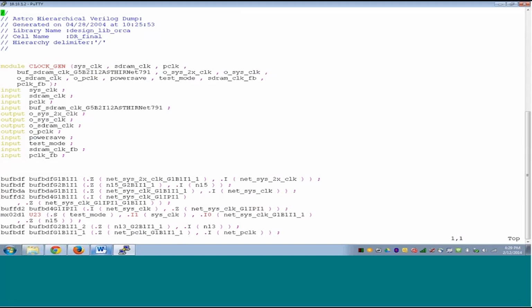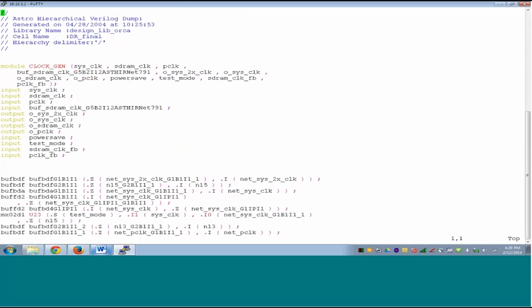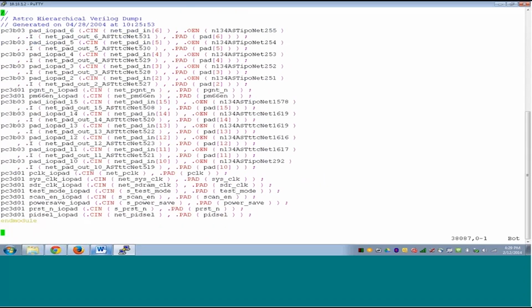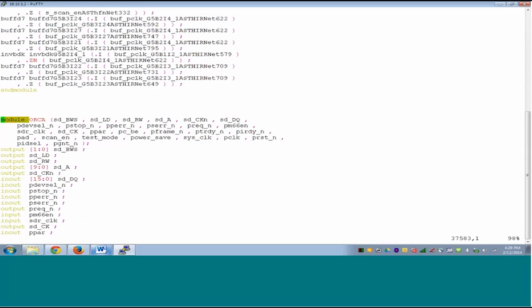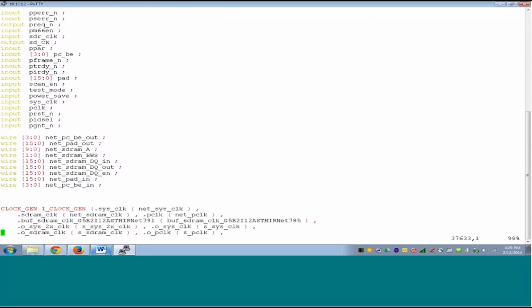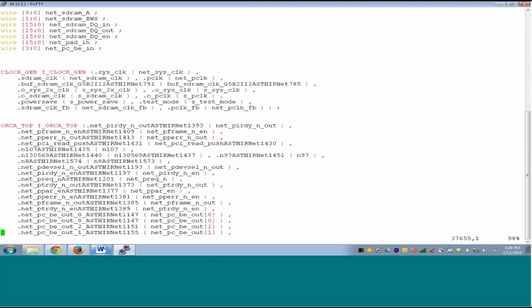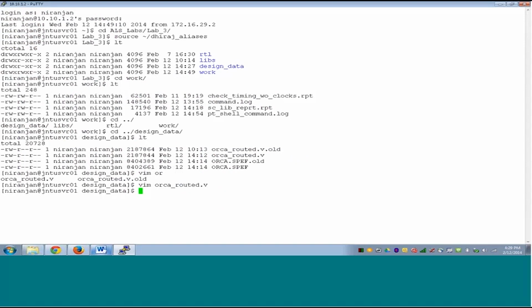It has a clock generator. It has various blocks. The good thing is that it has multiple clocks, so we'll also look at how to deal with multiple clocks. This is the top level Orca, and inside it has some memories also, some clock generation logic, and there's a PLL also, so it's a good test case for us to do.